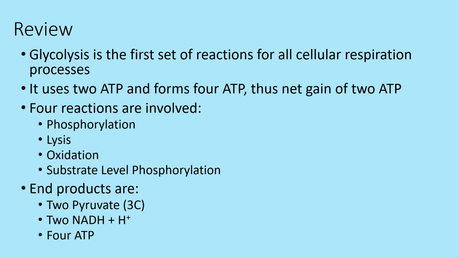Our end products that go into our next step are 2 pyruvates, 2 NADHs, and 4 ATP. Now, the video on anaerobic respiration will tell you how our pyruvates and our NADHs are utilized in that process. And our next video will look at how our NADH and our 2 pyruvates are utilized in aerobic respiration.